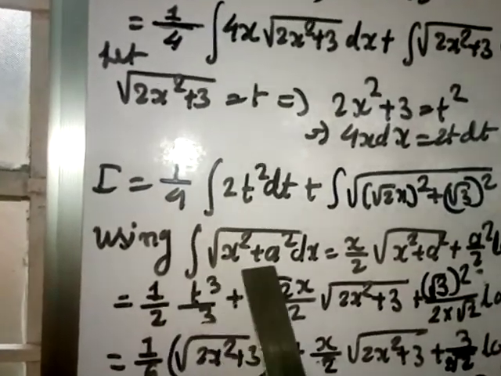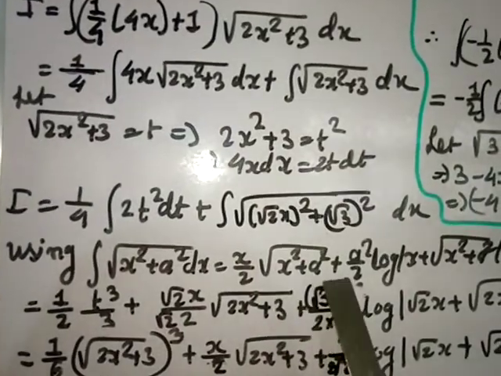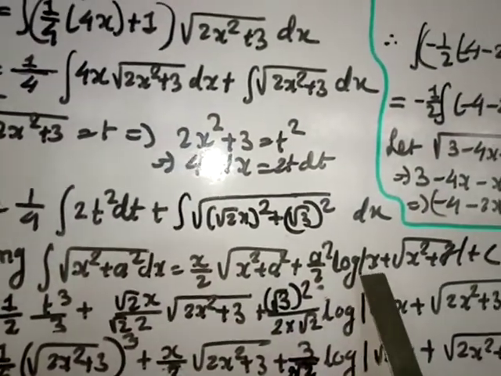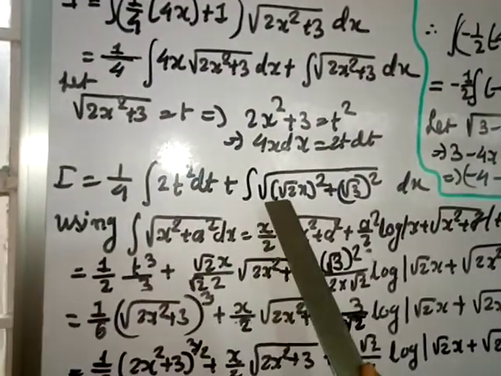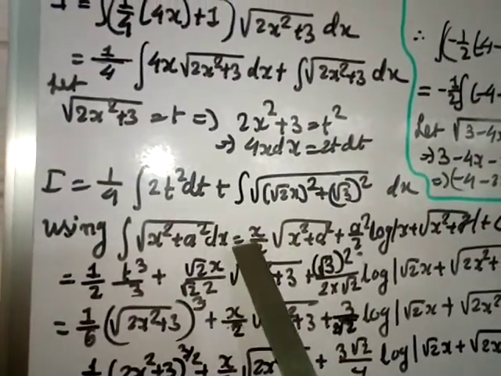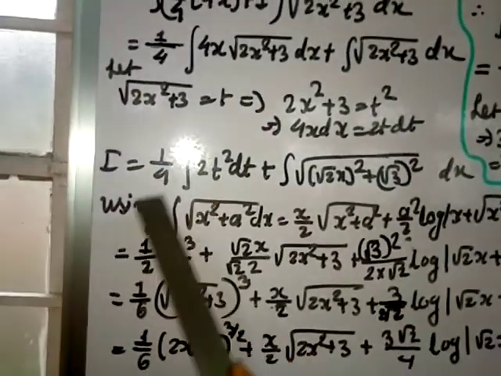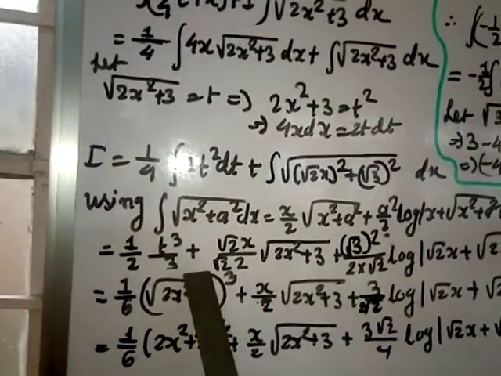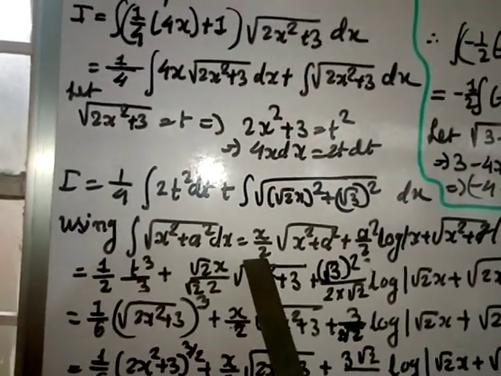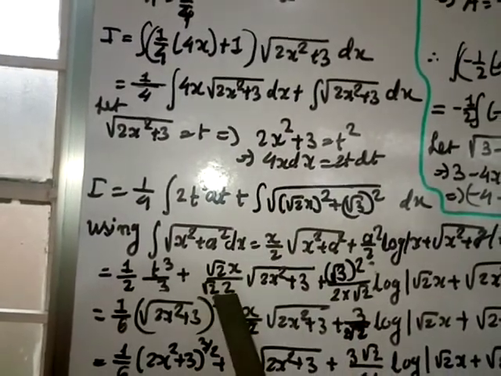Integral of square root of x square plus a square dx gives x by 2 square root of x square plus a square, plus a square by 2 log of x plus square root of x square plus a square, plus c. Here instead of x we have root 2x and instead of a, root 3, so we have to substitute accordingly. Here remains 1 by 2, t square integral is t cube by 3, plus x by 2.